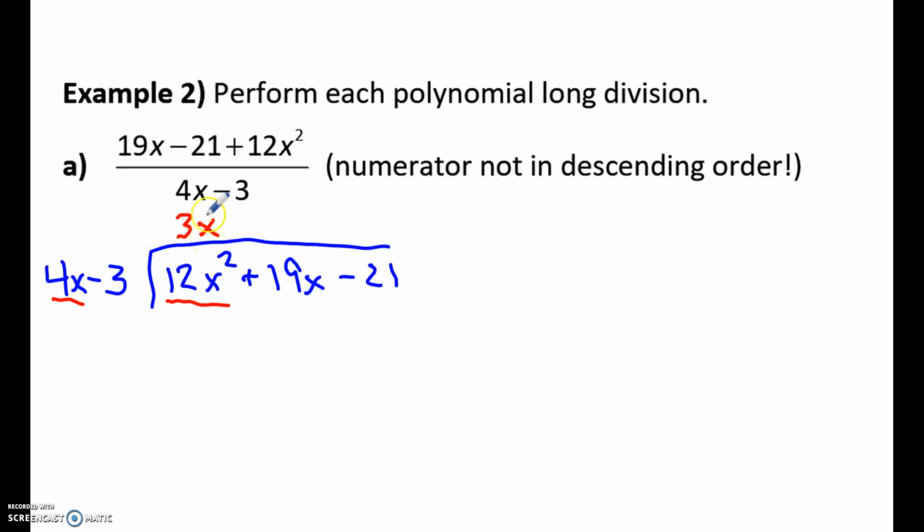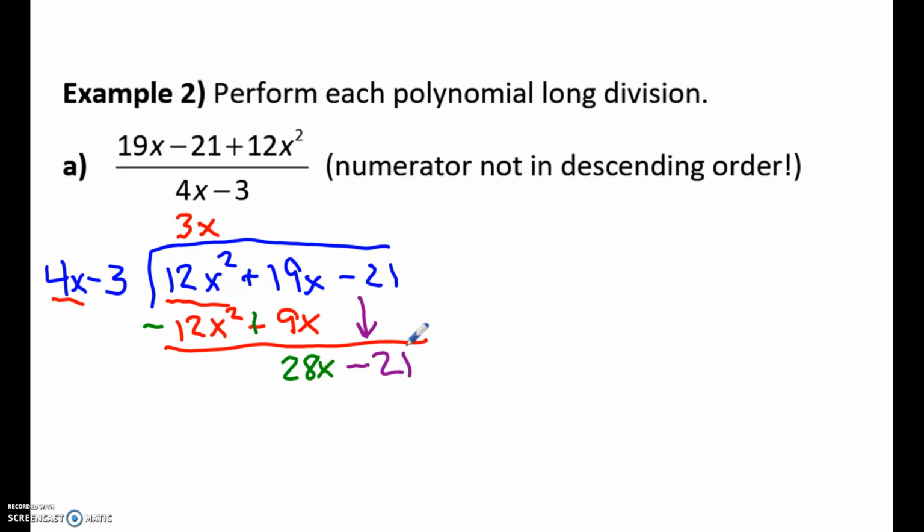All right, now I'm going to take this and multiply everything in my divisor by this number. So 4x times 3x is 12x squared. And then 3x times negative 3 is minus 9x. All right, that's my second step. Now I'm going to subtract. I send a negative through everything. 12x squared minus 12x squared just gets me 0. That goes away. 19x plus 9x gets me 28x. Okay. Now we're going to carry down the minus 21.